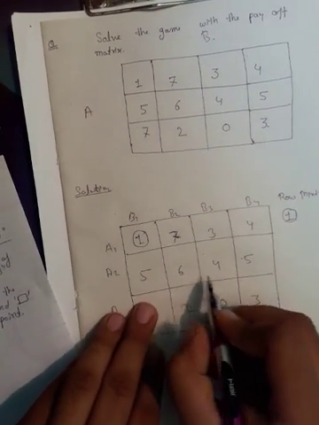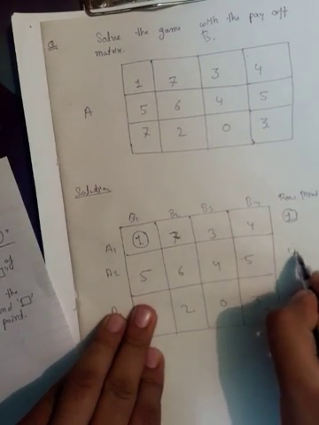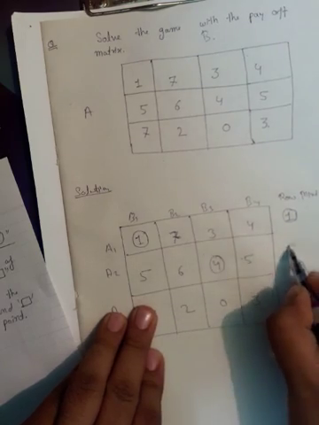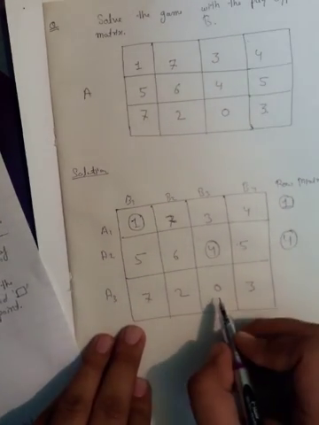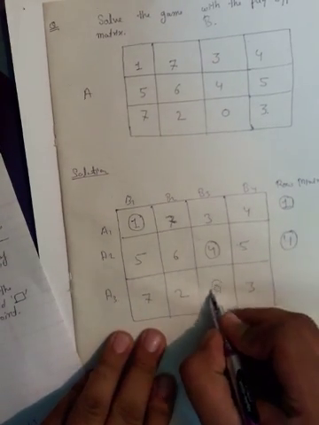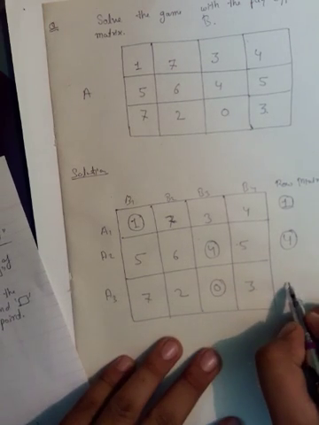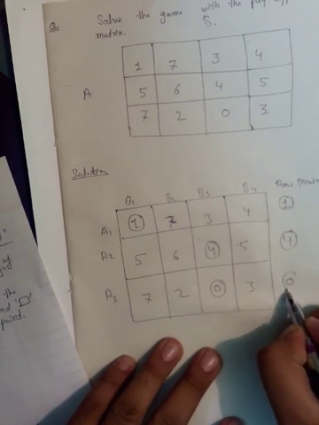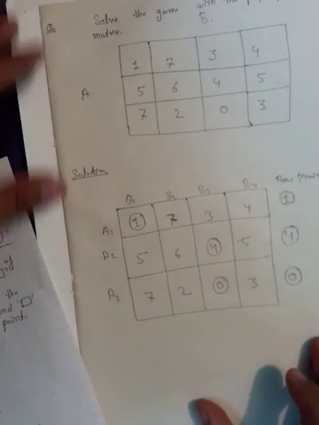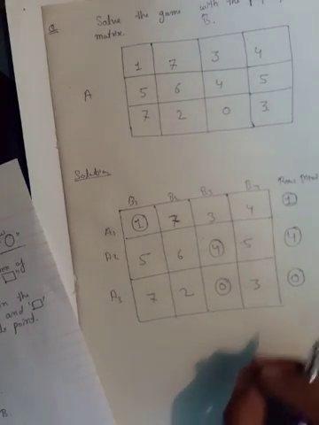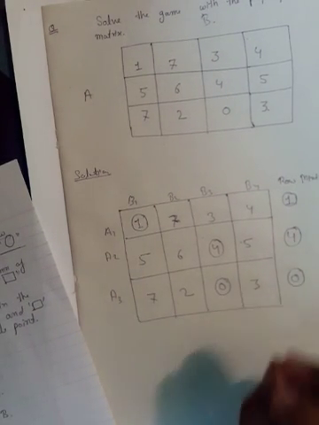And in the second row we have the minimum value 4. Mark it as a circle. Here also do it as a circle. In the third row we have the minimum value 0. Mark it as a circle. And here also write 0 and mark it. Okay, the first step is over. Now moving to the second step.